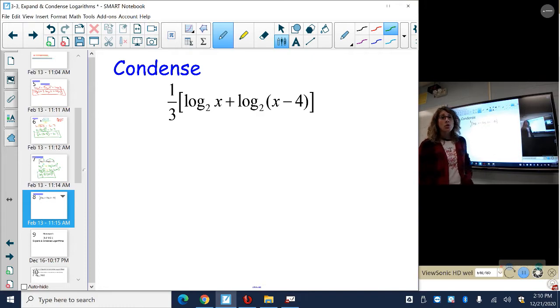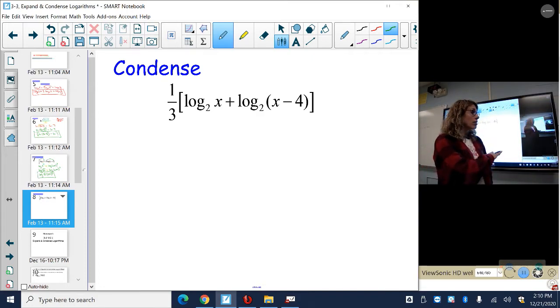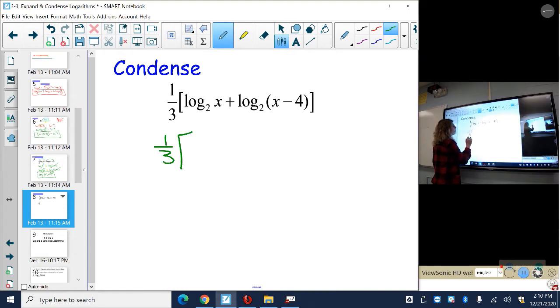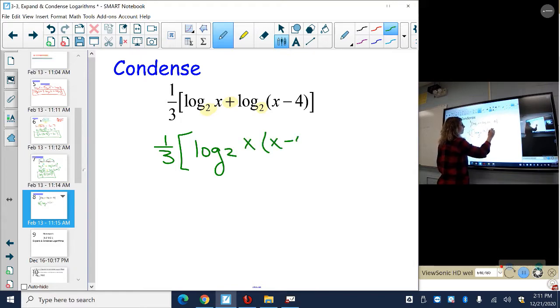This time you'll see that you have brackets. Brackets are exactly the same as what they've always been. You take care of what's inside the brackets first before you do anything else. So I'm going to condense the bracket. The very first thing I'm going to notice is that I have a base of 2, and I have 2 logarithms that both have a base of 2, and those 2 logarithms are attached by addition. And there are no powers on the outside except for the 1/3 outside of the bracket that I will do last. Log base 2 of x times x minus 4.